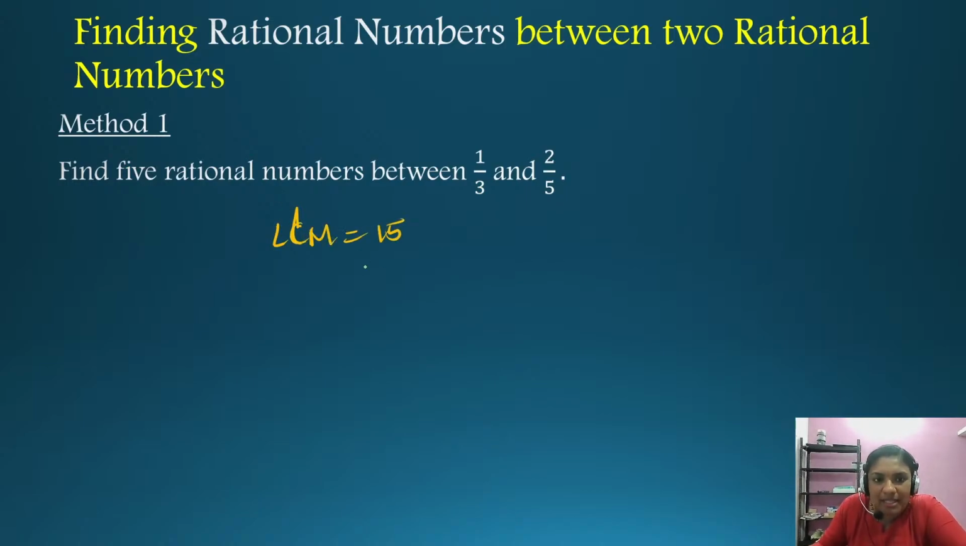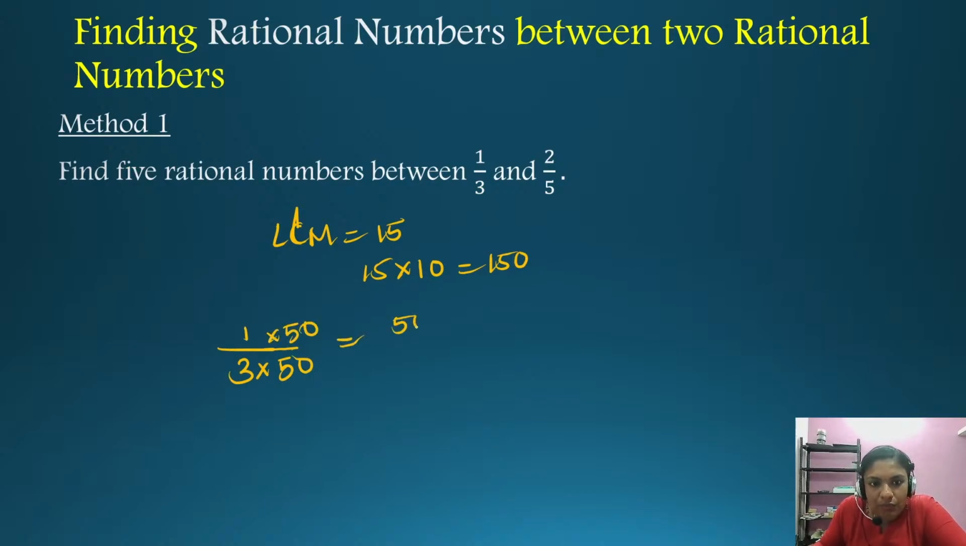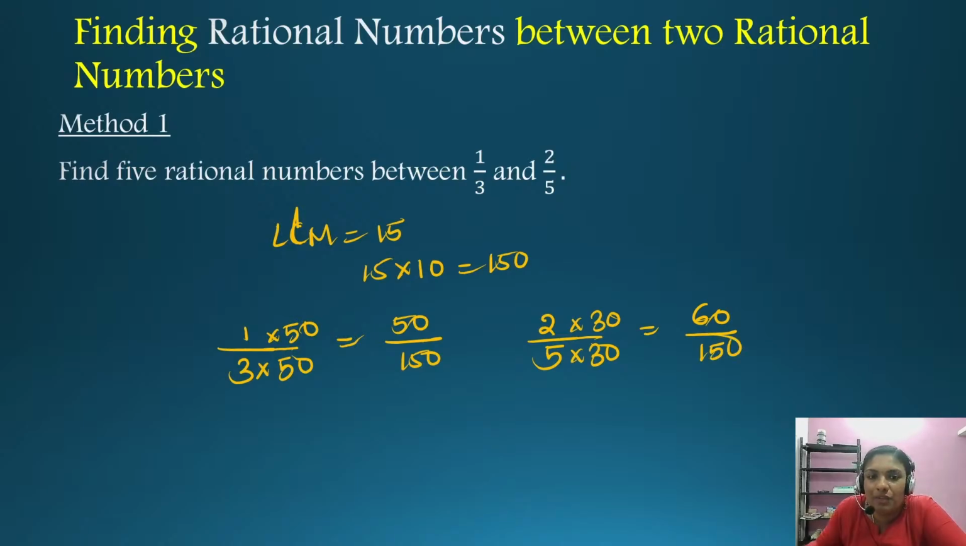15, right? So let's take the denominator as 150. Now, how will you make a denominator 150? 3 into 50. So here as well, 50. So 50 by 150. And what about here? 2 by 5. 5 is already present. How to make 150 into 30? So here as well, into 30. So 60 by 150.